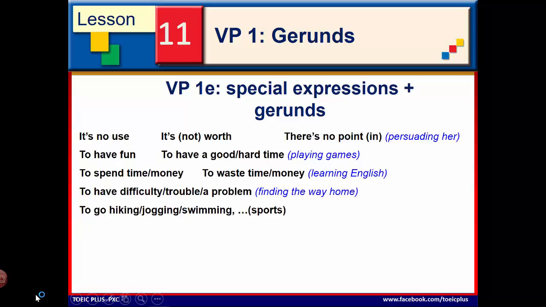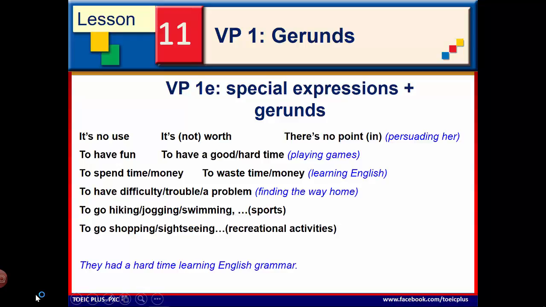To go hiking, jogging, swimming. So you can go with gerunds and kinds of sports. Right? You can go with recreational activities, the things you do to relax. To go shopping. To go sightseeing. All right. Now, for example, they had a hard time learning English grammar. Right. Now we have to learn them by heart.